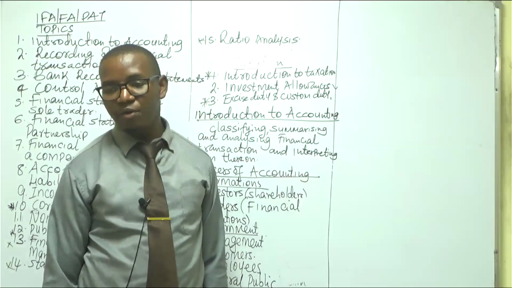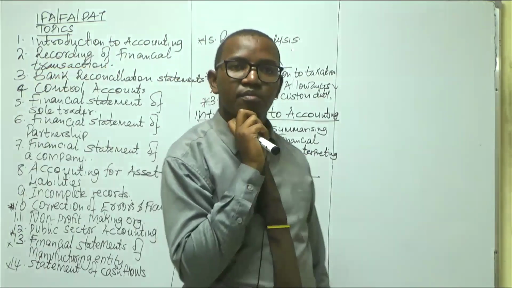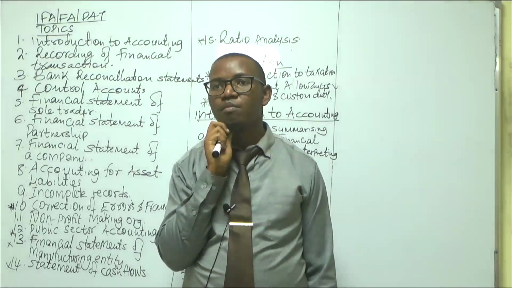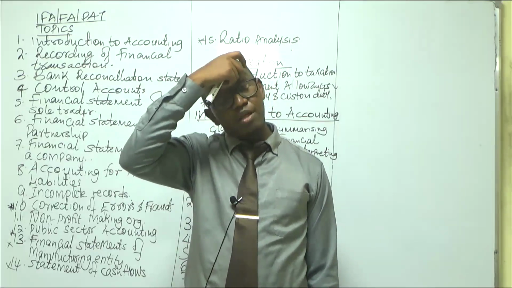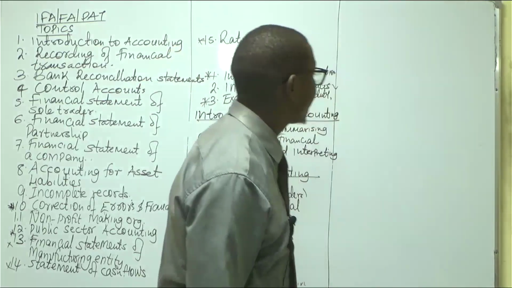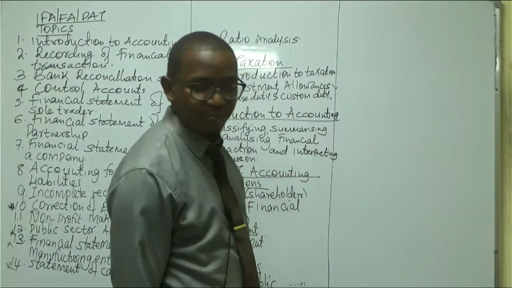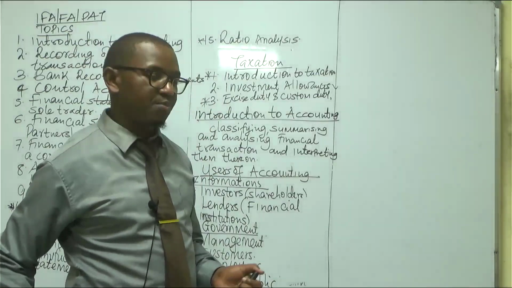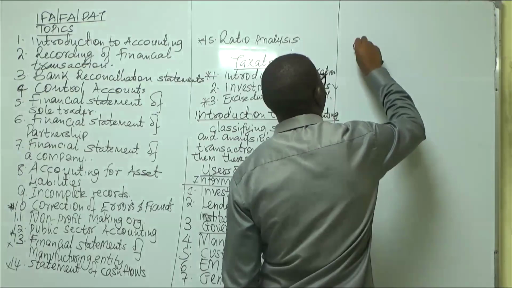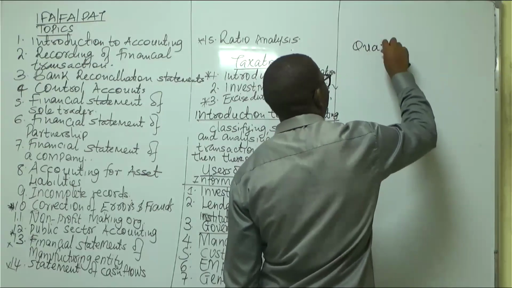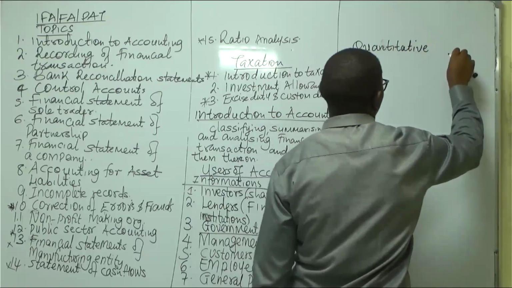So you write and say they require accounting information in order to determine whether the entity is participating in community, is participating in corporate social responsibilities.